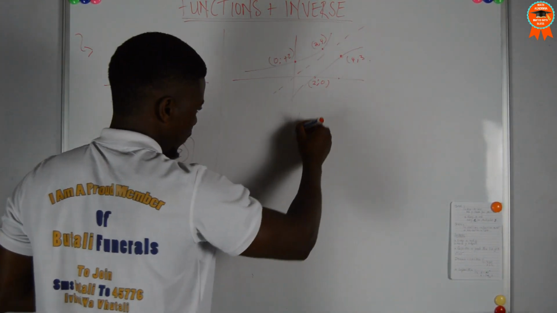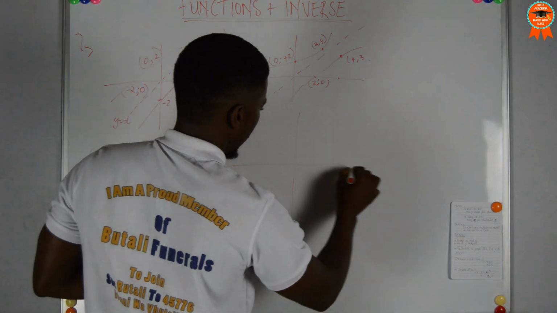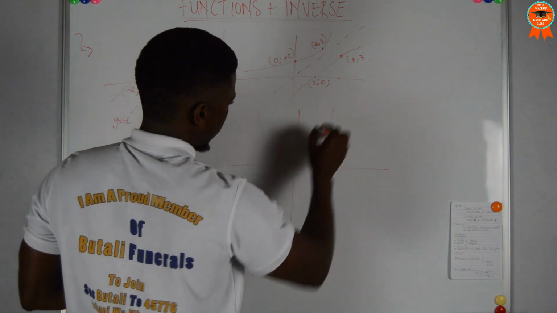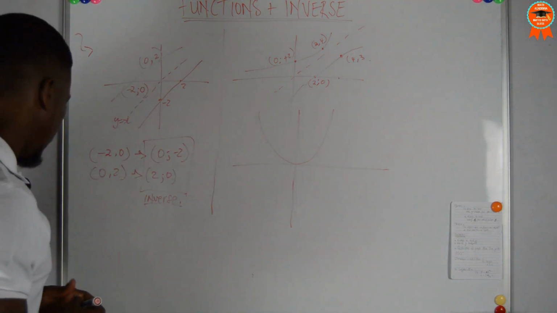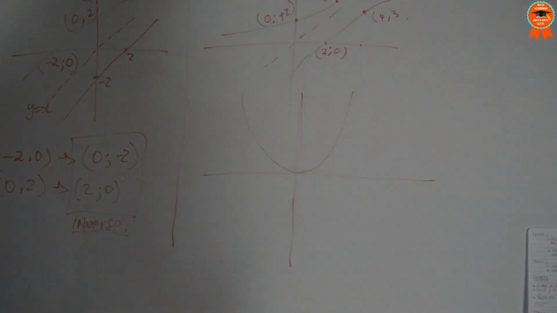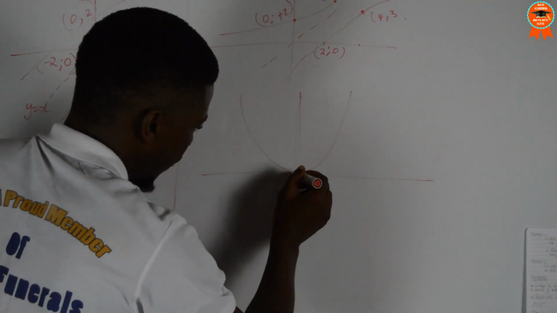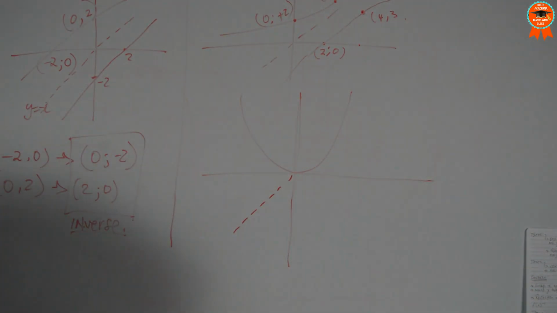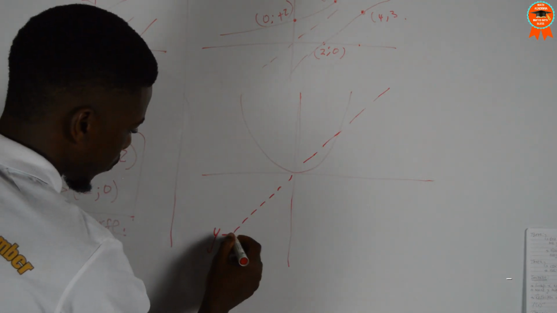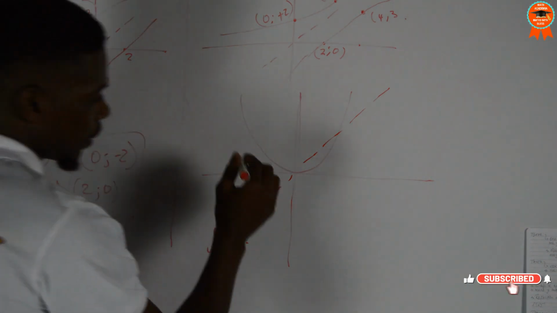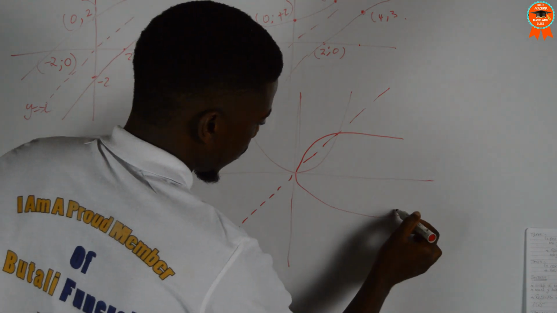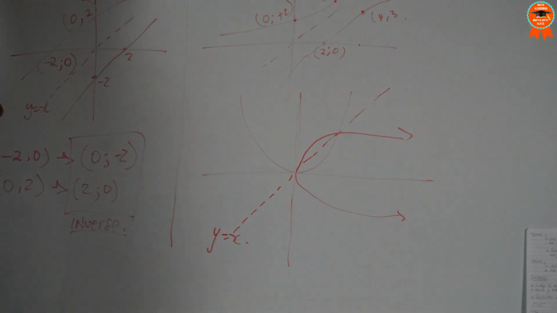So the hyperbola, the parabola I mean to say, the original parabola is like that. That is our original parabola. So the original parabola can have an inverse, and it's a reflection along the line y equals x. This is our line y equals x. So what happens when we reflect this graph? It becomes like this. That's our reflection.